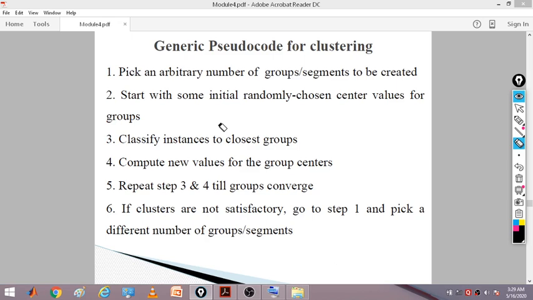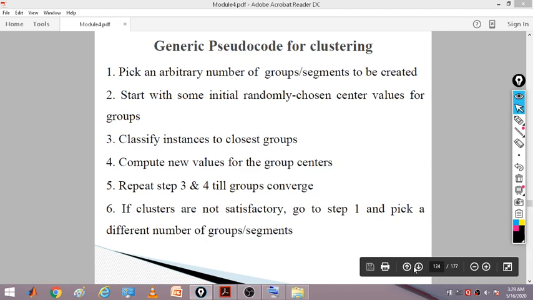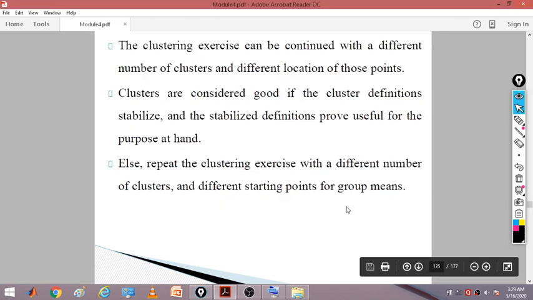Okay, now computing new values from the group center. Now repeat steps 3 and 4 till the groups converge, till you have clearly segmented or categorized the groups. If the clusters are not satisfactory, go back to step 1 and pick a different number of segments. We'll understand this by seeing the graphs. I'll show you the clusters in the next slide; we'll be coming up with a graph.